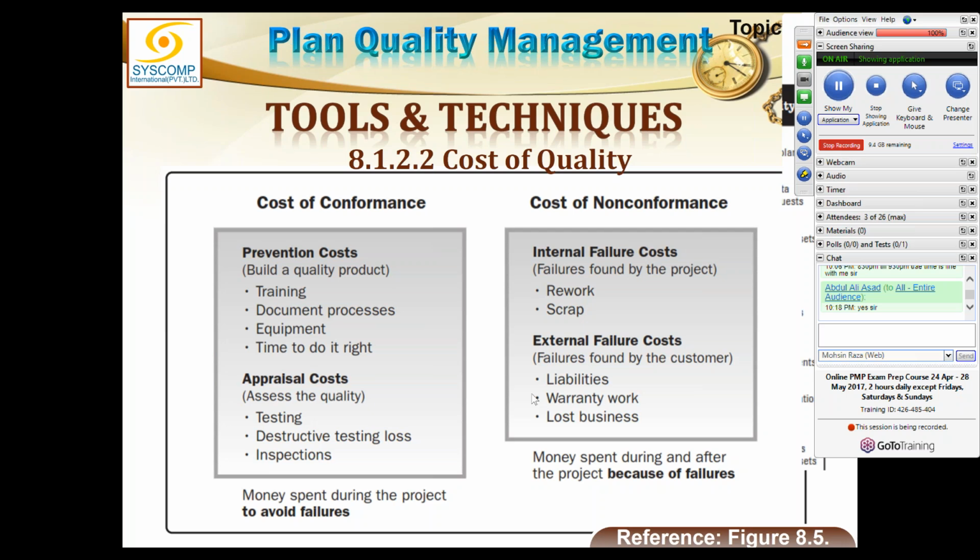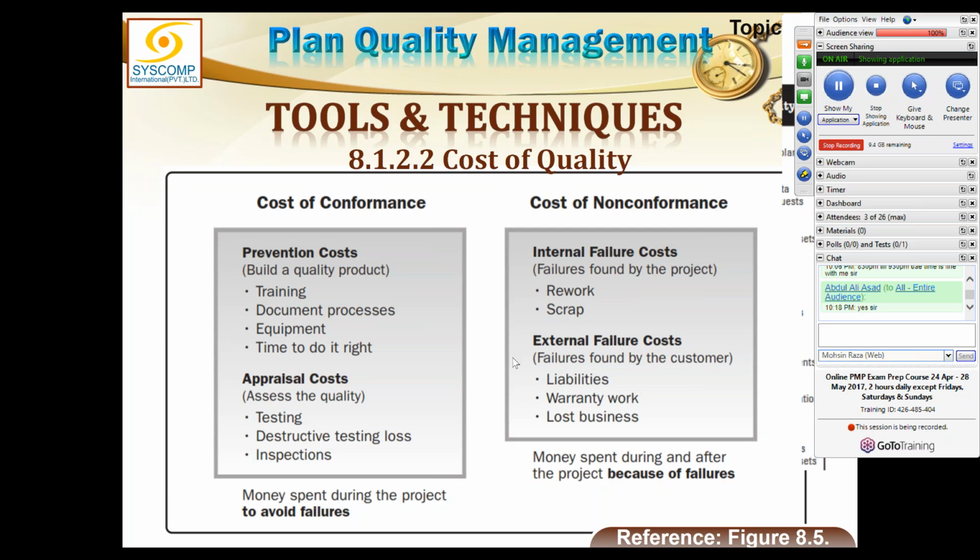Cost of non-conformance includes two kinds of costs: internal failure and external failure. Internal failure is those mistakes which have been found out internally in the quality control process, and they caused a loss due to reworking, or they were scrapped. So this is the internal failure because this did not affect our customer or repo.